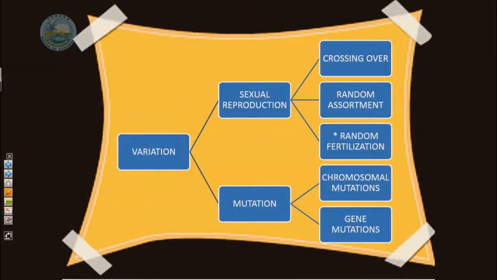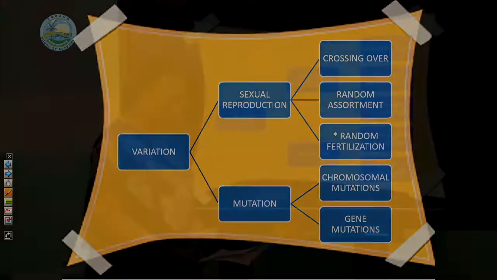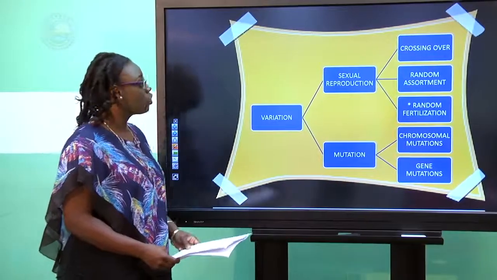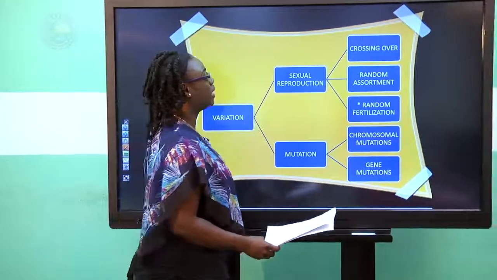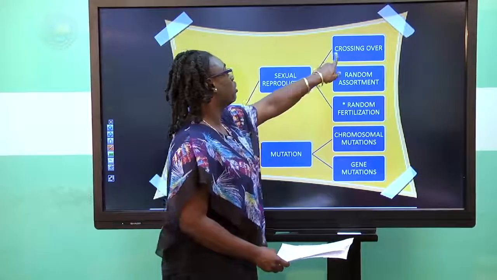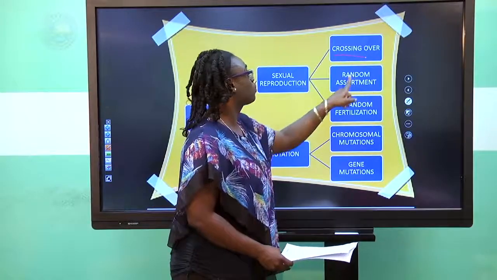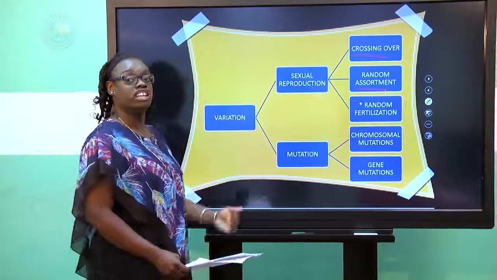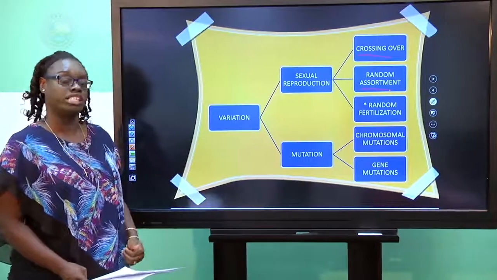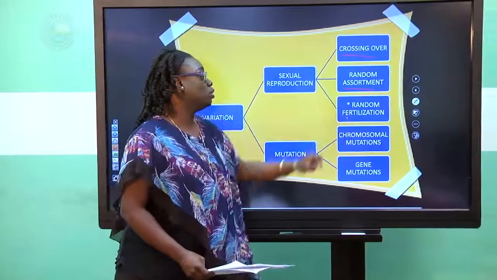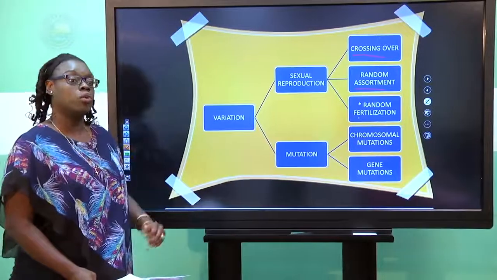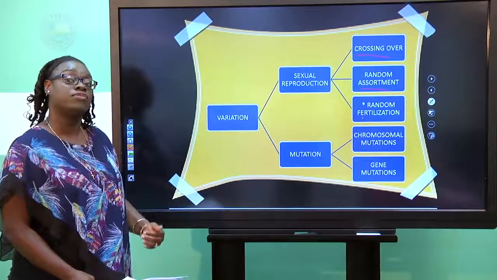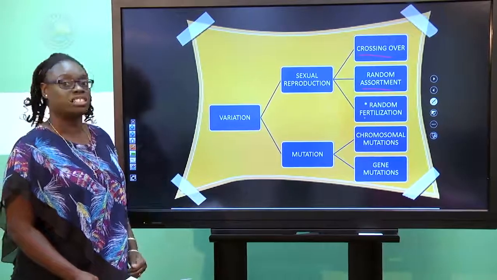How does variation occur? We have two major causes of variation: sexual reproduction and mutation. During sexual reproduction, particularly during meiosis, where we have crossing over and random assortment, we have intermingling and changing of genes resulting in different combinations of alleles in an offspring. Also, because fertilization is quite random, we also end up with variations or differences in characteristics over time.